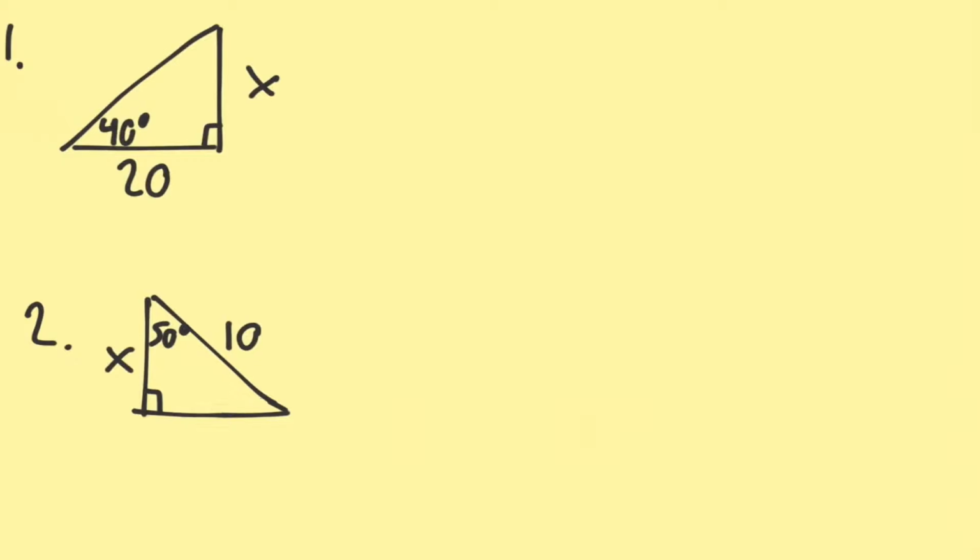We're going to use SOH to solve for missing pieces in triangles. First, I would start by writing SOH at the top of your paper. Make sure it's spelled correctly. And then I would label each side.